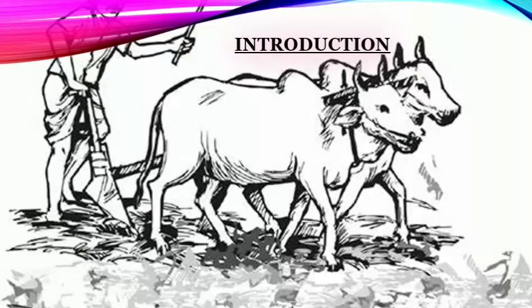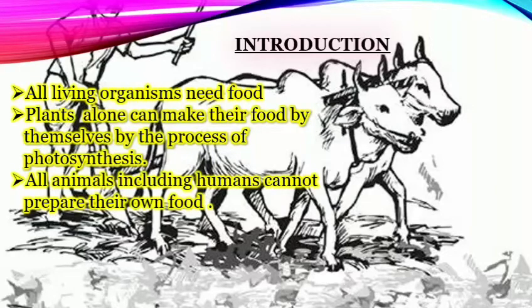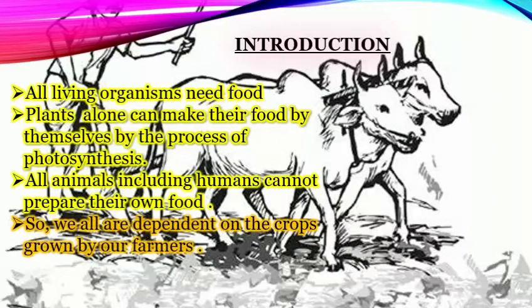As children, we should know the importance of food in our day-to-day life, and each of us should not waste food because all living organisms need food. Plants alone can make their food by themselves by the process of photosynthesis. All animals, including humans, cannot prepare their own food. So, we all are dependent on the crops grown by our farmers.